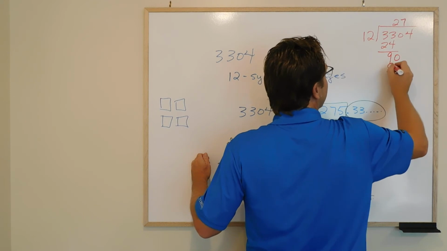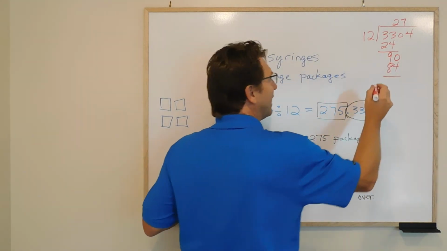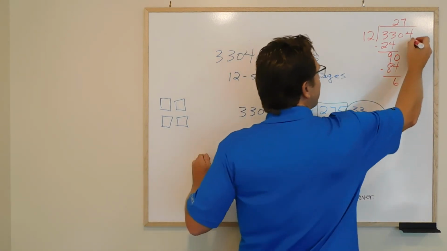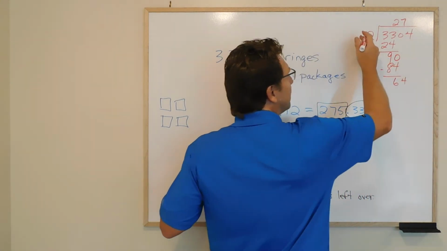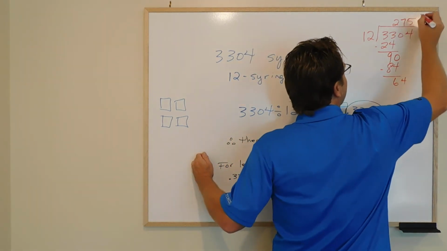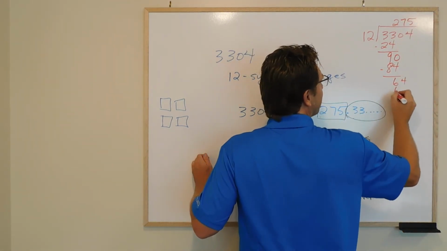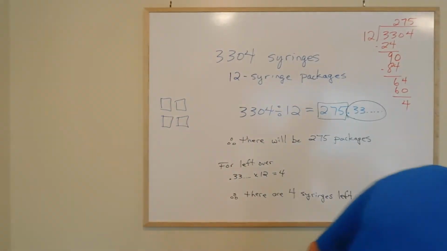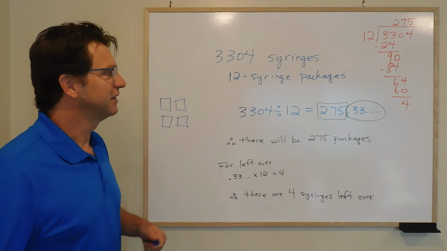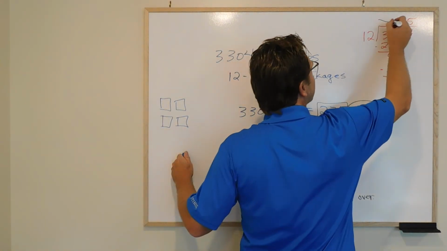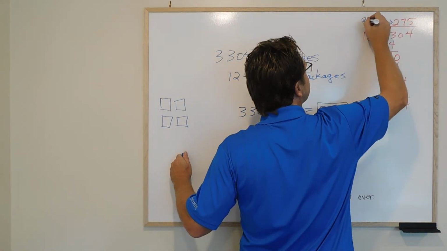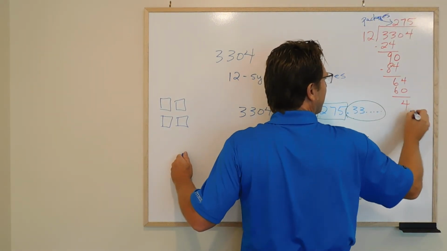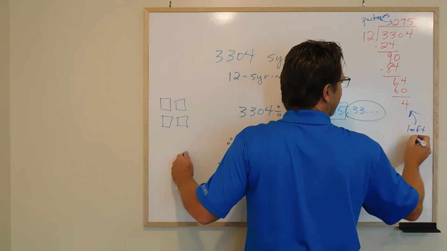12 times 7 is 84. I would do the subtraction, because we always subtract, giving me 6. I bring down the 4, 64. 12 goes into 64 5 times. 5 times 12 is 60, leaving me 4 left over. So if you did it with long division, you would see that there are 275 packages, and you would see that there were 4 left over.